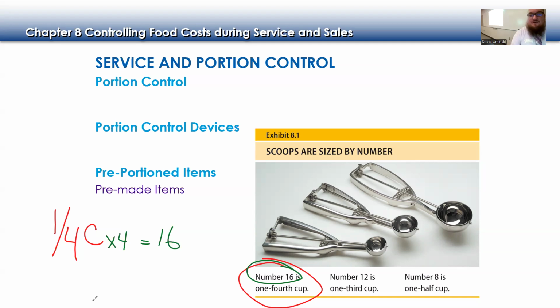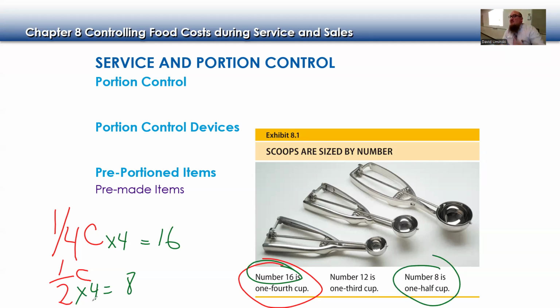For the half a cup, 1/2 cup. What is the 2 times 4? 8. So my scoop is the number 8. So if I want to measure 1/2 cup of rice, I need to use the 8 ounce, the number 8 scoop. Okay.